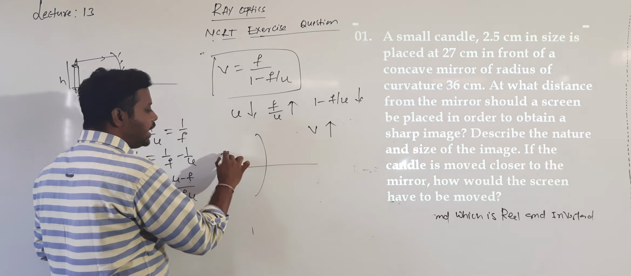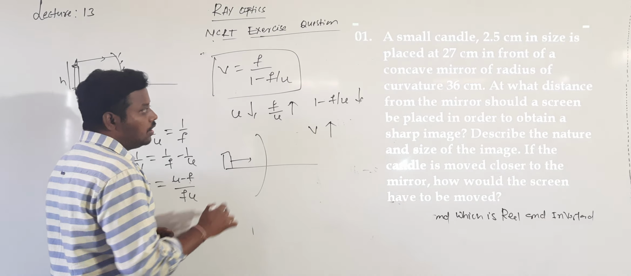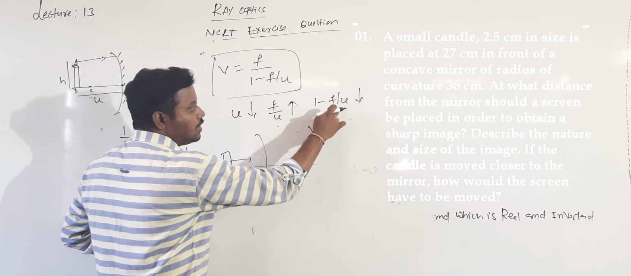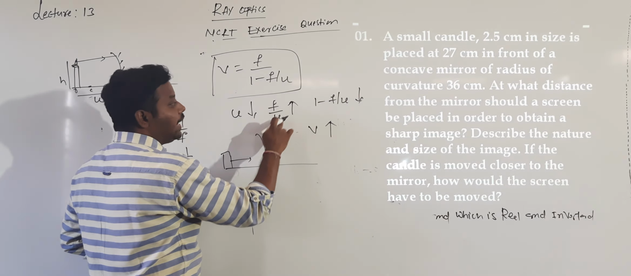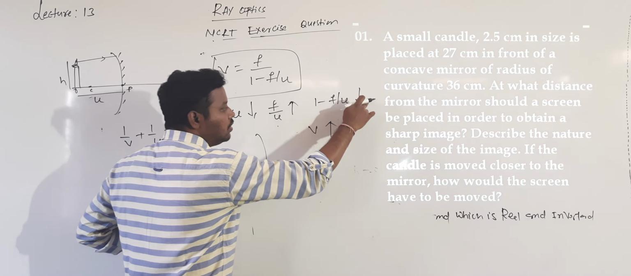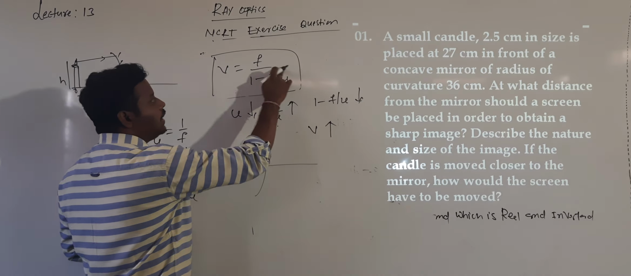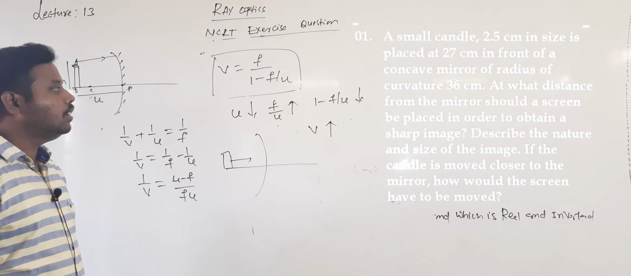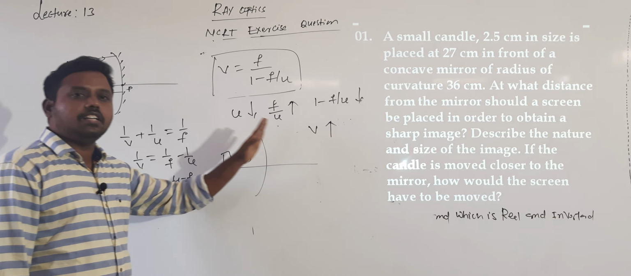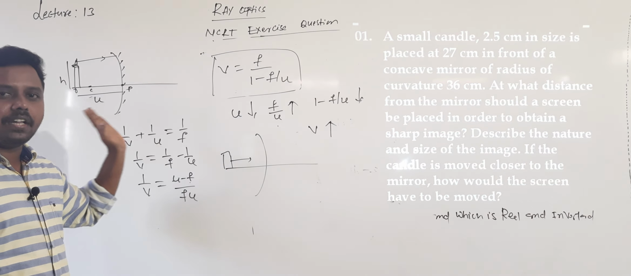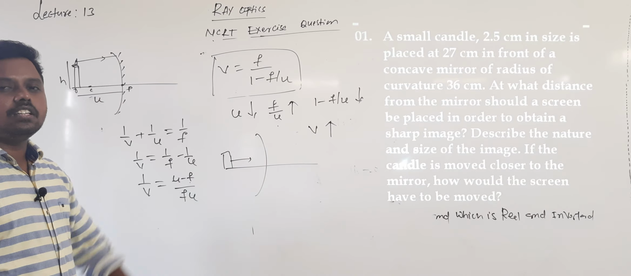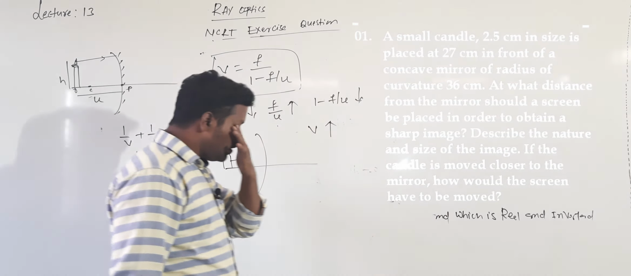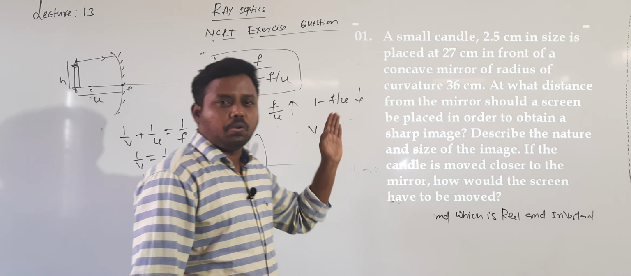The candle is being brought closer to the mirror. So f/u increases, 1 - f/u decreases, the total denominator decreases, and then the v value increases. Due to that, in order to catch a sharp image, the screen should be moved away from the mirror whenever the object moves towards the mirror.